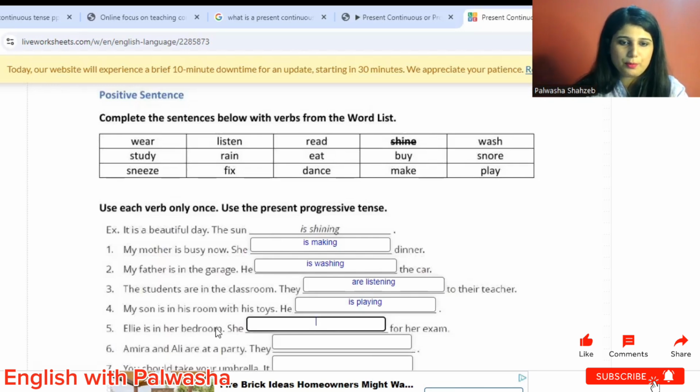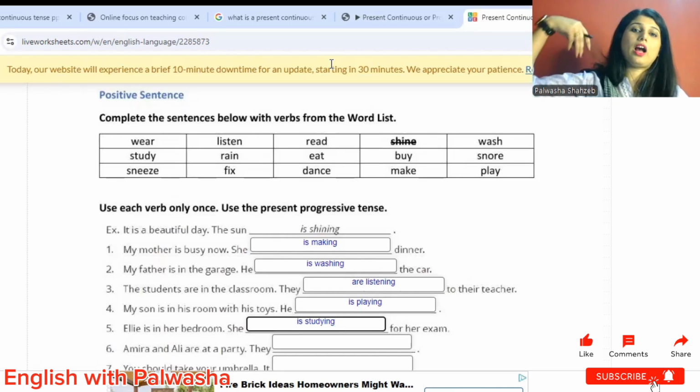Ellie is in her bedroom. She is preparing. So it's written here. She is preparing for her exams, or maybe she's studying. She's studying for her exams. She is studying for her exam. So I'm sure this is quite clear for you that you are going to do this worksheet the same way I did, and you have to click on check my answers.